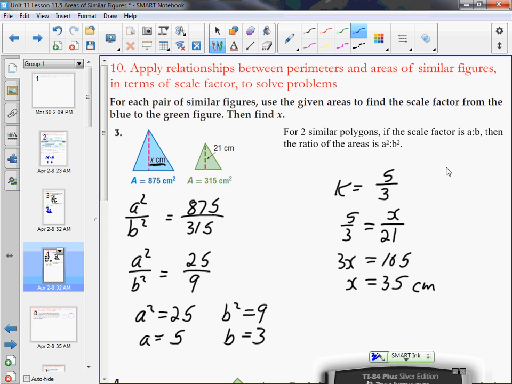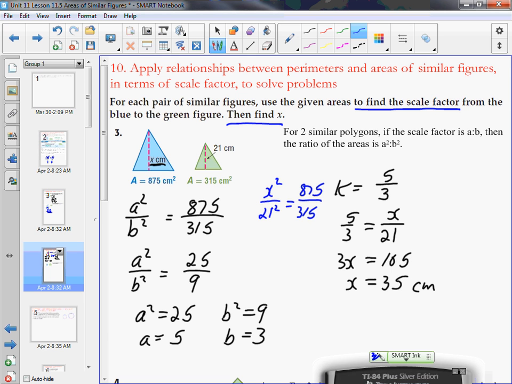You could do a squared to b squared equals 875 to 315, and that works, doesn't it? You get x, correct? The only reason I worked it the way I did is they told me to find the scale factor, then find x. So I'm just following the directions. If this was a test question and all it said was find x, I like that idea better, don't you? It gets it faster.